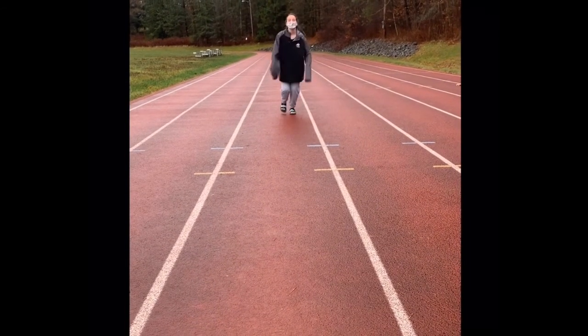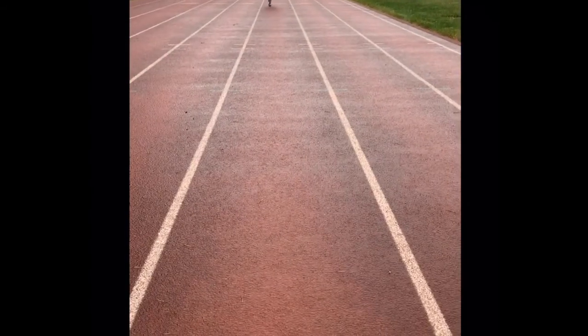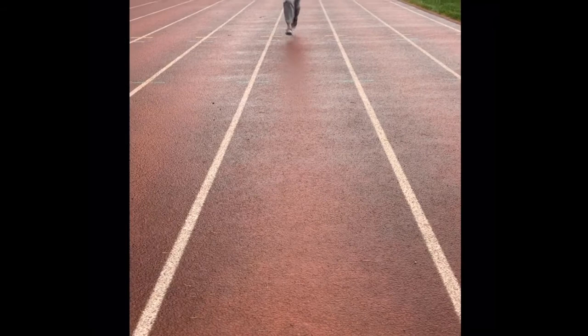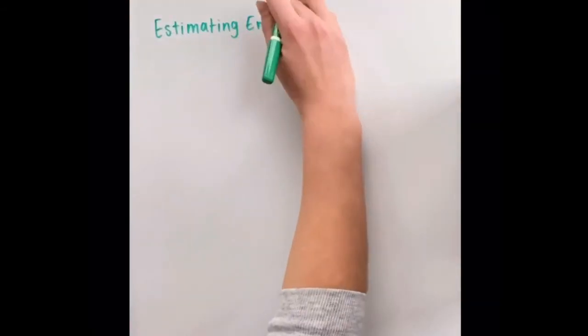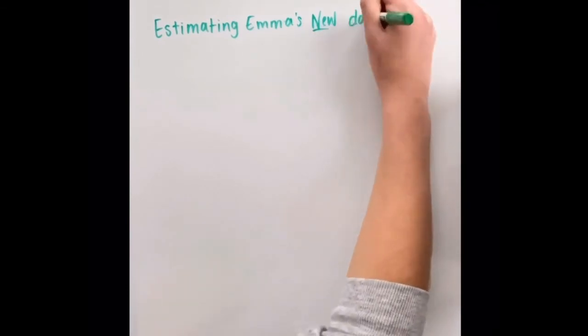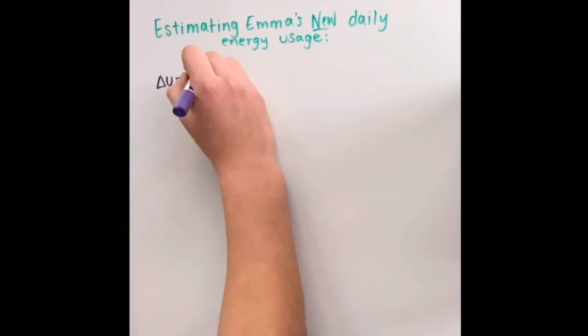Emma added an hour per day of running, 990 kilocalories, and increased her work hours at the grocery store from 2 hours a day to 5 hours per day, which gave her less time to idle on social media. So Emma's new daily metabolic rate looked like this.